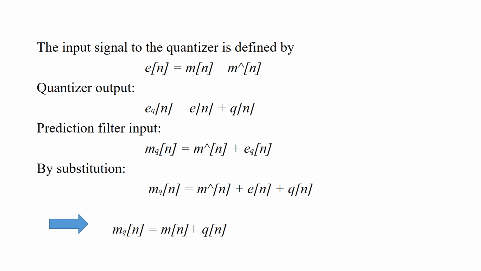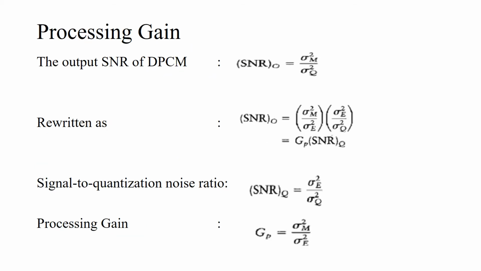And the prediction filter input is MQ of n, and it is given as M cap of n plus EQ of n. That is, it is equal to the sum of the quantizer output and the prediction value. By making some substitutions, we will get MQ of n is equal to M cap of n plus E of n plus Q of n, and rearranging with the previous equations, we will get MQ of n is equal to M of n plus Q of n.